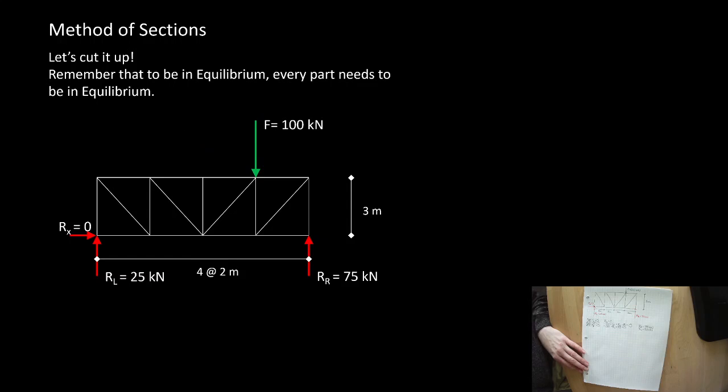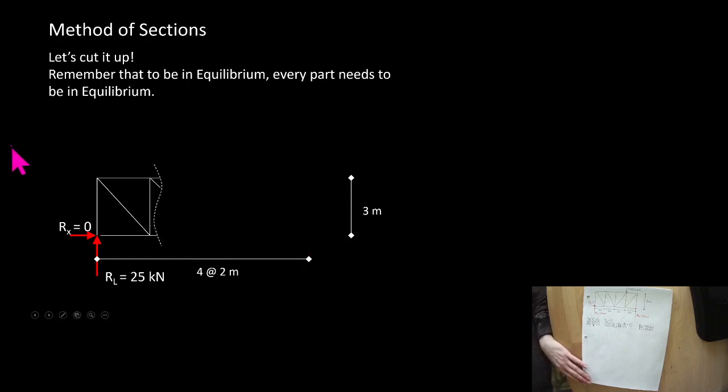Okay, so to be in equilibrium, every part needs to be in equilibrium. So if I make this cut right here, the rest of the truss is still there. It hasn't disappeared. It's what's holding it in place. But we know that there must be a force in these members that's holding it in place.